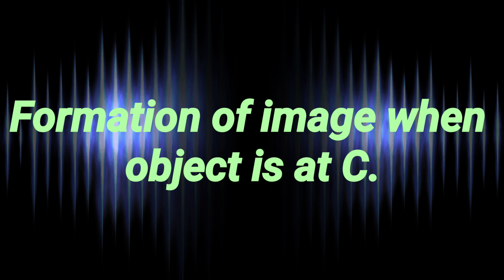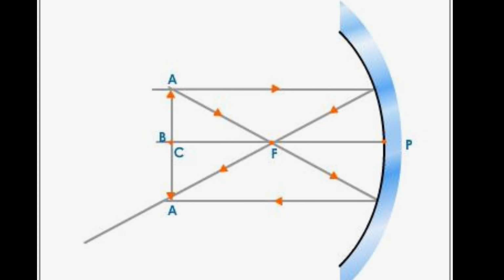Formation of image when the object is at C. In the image, it can be observed that when the object is placed at C, the first ray passes parallel to the principal axis and reflects through F, and the second ray passes through F and reflects parallel to the principal axis. We can also observe that the image is the same size of the object and it is real and inverted. The position of the image is at C.